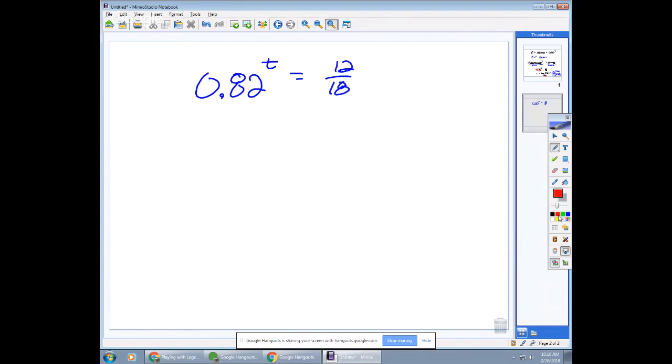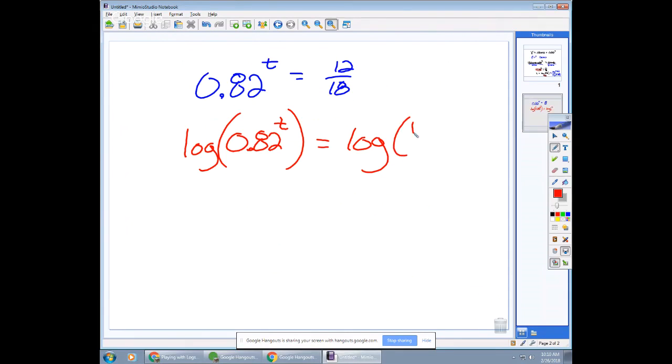The book says, like you can square both sides or add 2 to both sides, you can take a log of both sides. So the book says take the log of the left side, so you'll have the log of 0.82 to the power t. On the other side, you'll also take the same log of 12/18. Now, in this worksheet, before this problem, we went over a special property of logs and powers. What's that property? What happens to the power here?